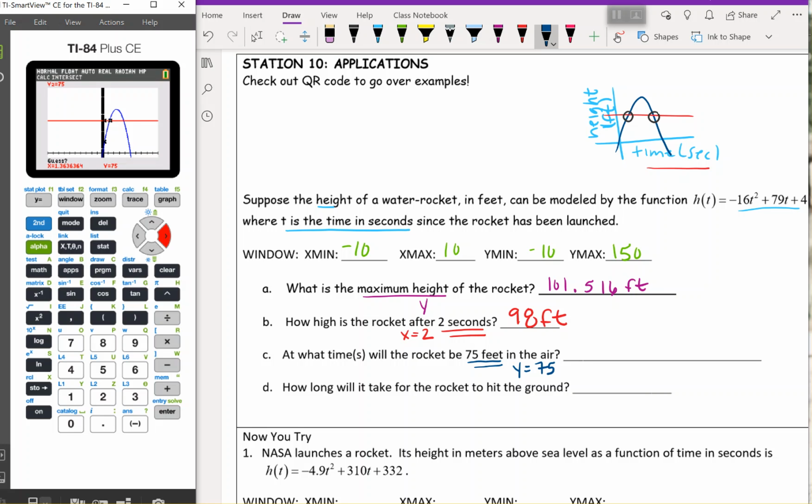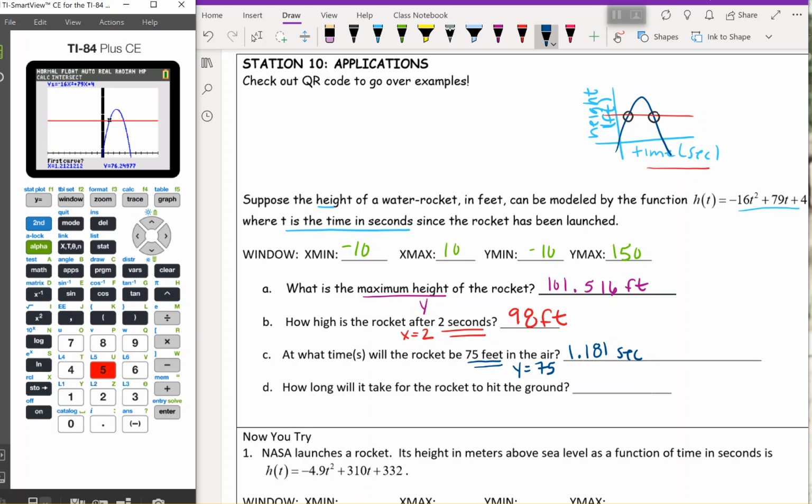So when it says guess, I'm going to press that one. And so it's asking for time, which is the x. So that's 1.181 seconds.